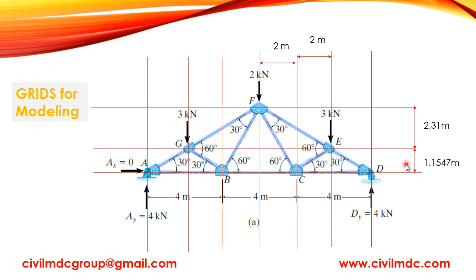1.1547 meter you can find by trigonometric method. So similarly 2.31 meter, and each base truss member is 4 meter, 4 meter, 4 meter, so the joint distance is 2 meter, 2 meter, 2 meter, 2 meter and 2 meter.